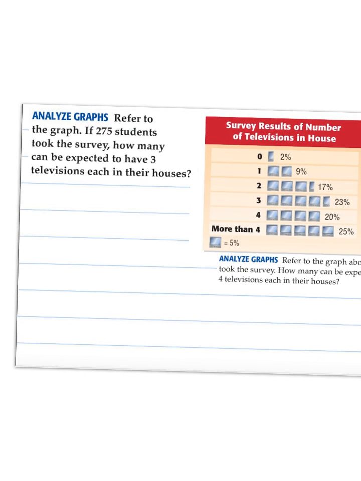Okay. So let's look at this information that they have given us. They are surveying 275 people, or students, and we want to know how many of those kids would have 3 televisions. Well, based on the survey, 23% have 3 TVs. So we would take the number of students surveyed, 275, and we are going to multiply it by 23%. All right, I'm going to turn this into a decimal, move it 1, 2 to the left. So take 275 times 0.23.